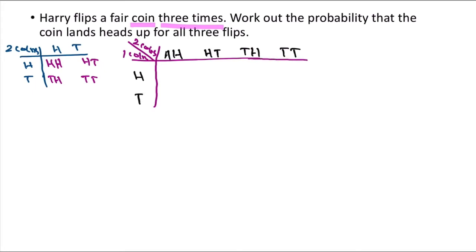So the first one is a head basically. So the first one would be head, head, head. The other one would be head, head and tail. Then it would be head, tail and head. Then it would be head, tail, tail. Let's do the second row now.